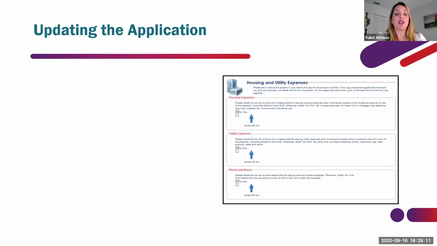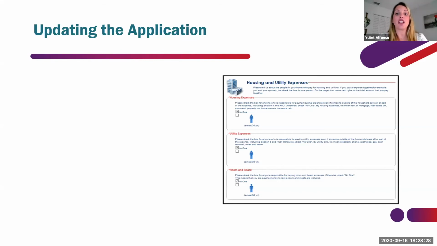Once you finish with the first section, it's going to take you to the second section. And the way it does it is questions. It's going to list different questions, and under each question, it's going to list all the members that are on that application.